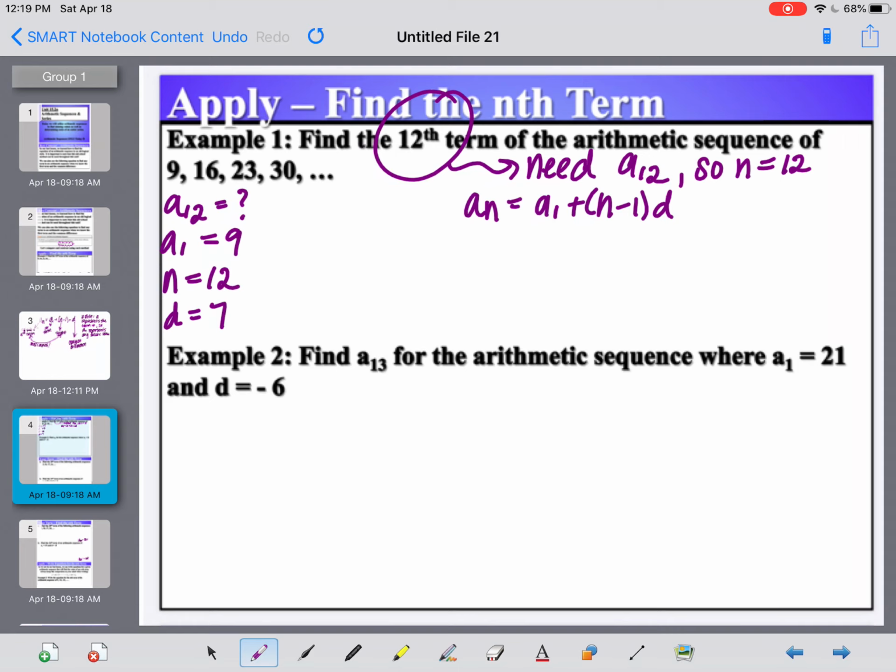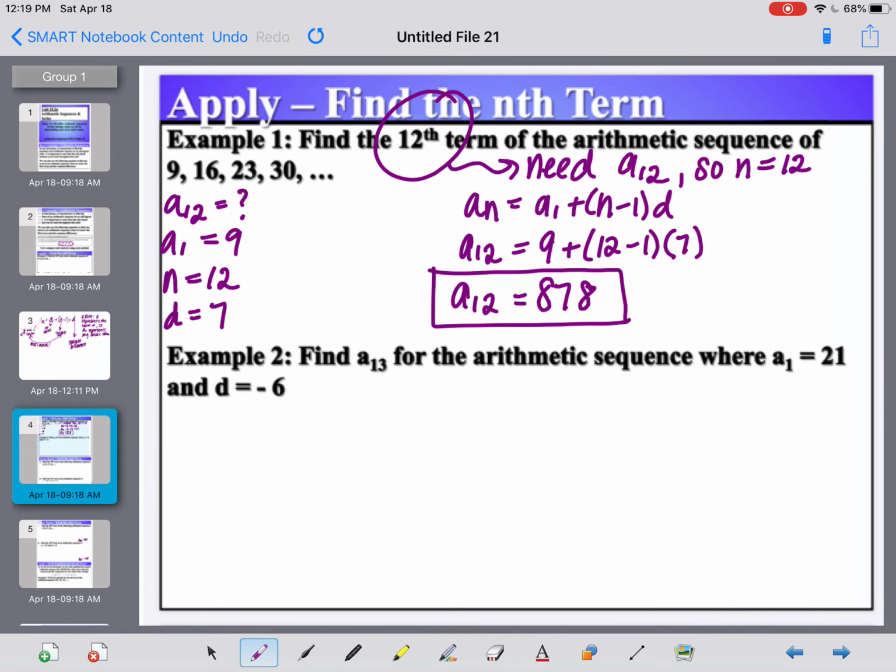So now let's plug all this information into our formula. So a sub 12, that's the notation for the answer we're looking for. Now all of this can just be plugged right into your calculator. Plug it in exactly as it appears, parentheses and all. And we find out that our 12th term is 878. We want to make sure that we use that notation, a sub 12.